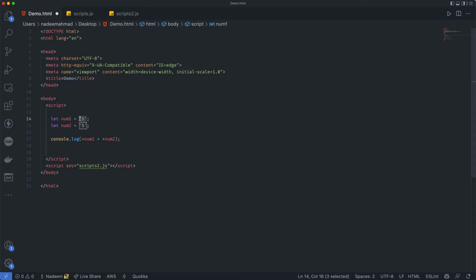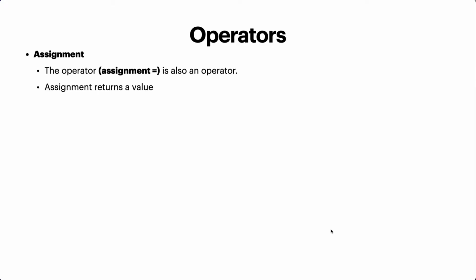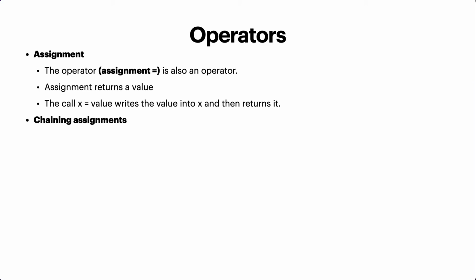So you can see whatever value we have on the right side, or whatever operation we have on the right side, for example 5 plus 5 or whatever, it is evaluated first and then it's saved in this variable name. So this is basically the job of this operator. We call it assignment. The call x equals value writes a value into x and then returns it. This is what I said.